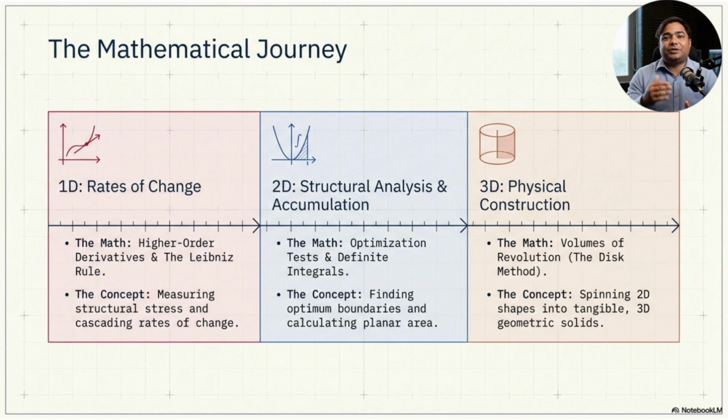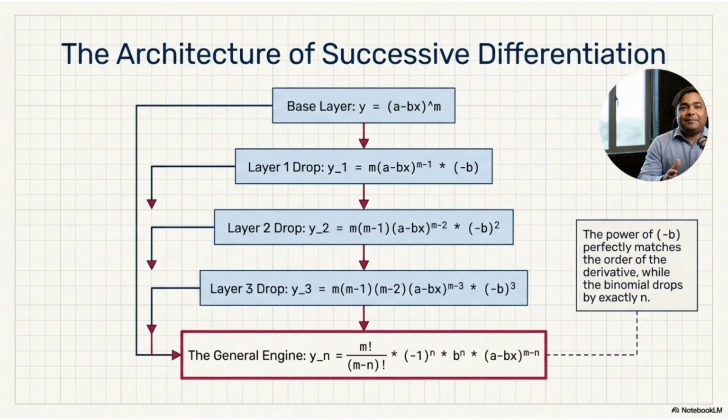So this slide shows that calculus is a journey. It starts with change, continues with area, and finally reaches volume. This slide explains the idea of successive differentiation. The base function shown on the slide is a power type function. It can be read verbally as E equals open parenthesis a minus b x close parenthesis raised to the power m. This function has an inner expression which is a minus bx and an outer power which is m.